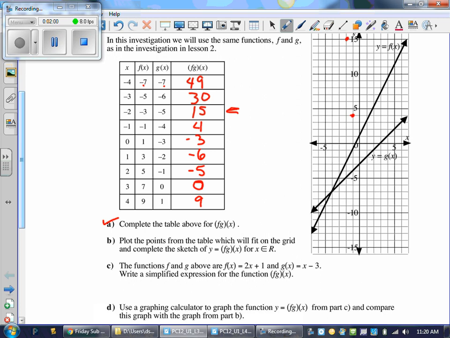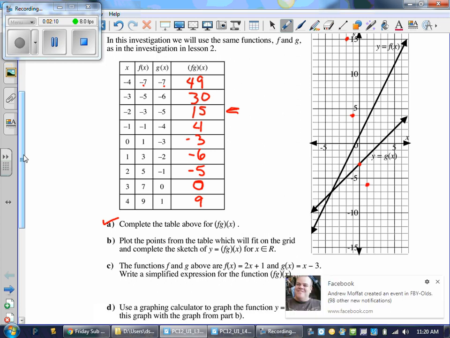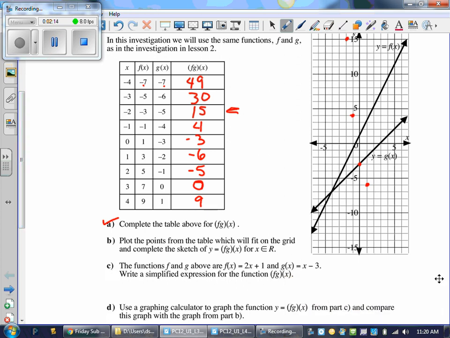When x is 0, we have -3. When x is 1, we have -6. When x is 2, we have -5. And so on. We can keep plotting those points. When x is 3, we have 0. And when x is 4, we have 9. So you'll notice that's looking a little bit like a parabola, and that's what it is.